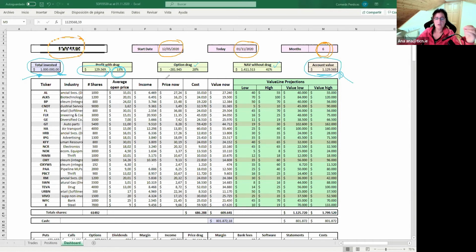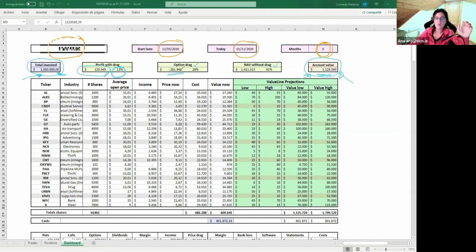I'm going to repeat this concept again. If all the puts that we have sold were exercised as of today, and we went to the market and sold the shares back to the market at the price that they are trading at today, we would be down 281,945. Still, the account value is what it is. This hasn't changed. But this is what option drag means.